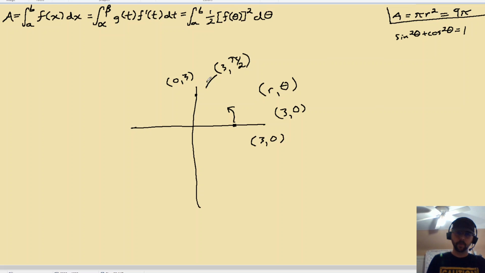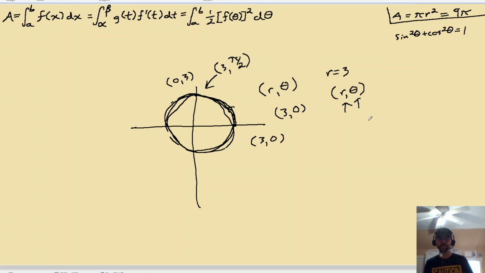So that's this point in polar coordinates. Back to our equation for our circle, r equals 3, and the points that we're dealing with are (r, theta). No matter what theta is, r is always 3. So let's keep r at 3 and go through every possible value for theta. Technically it would keep looping over and over, but we don't usually care about that for what we're doing. You'll see it just makes a circle with radius 3.